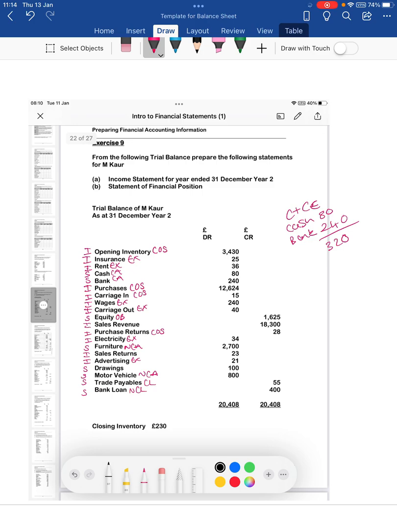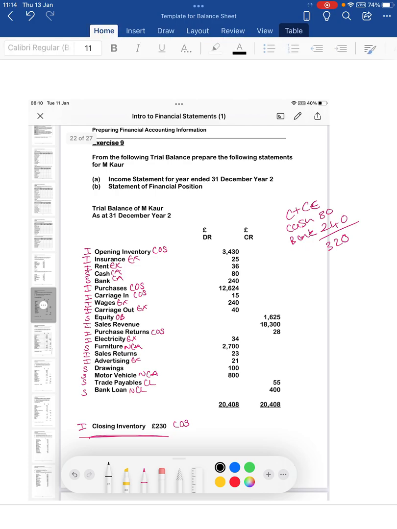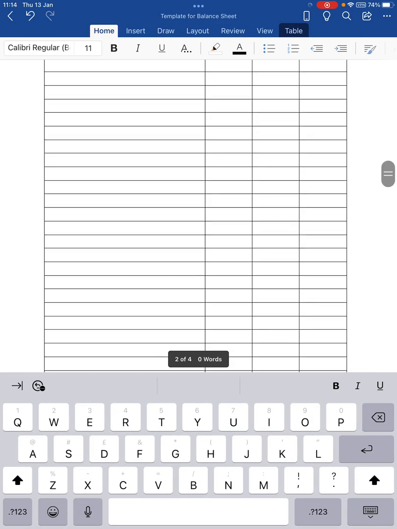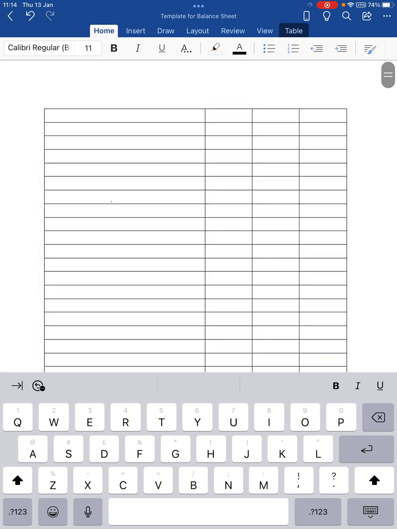Last but not least, down the very bottom, quite often people miss this just because of how far down it is, we have our closing inventory, which again is involved in our cost of sales, making it income statement. So now that we have worked out where everything goes, we then just need to start with our income statement. I'm going to scroll up to the top to get my template.